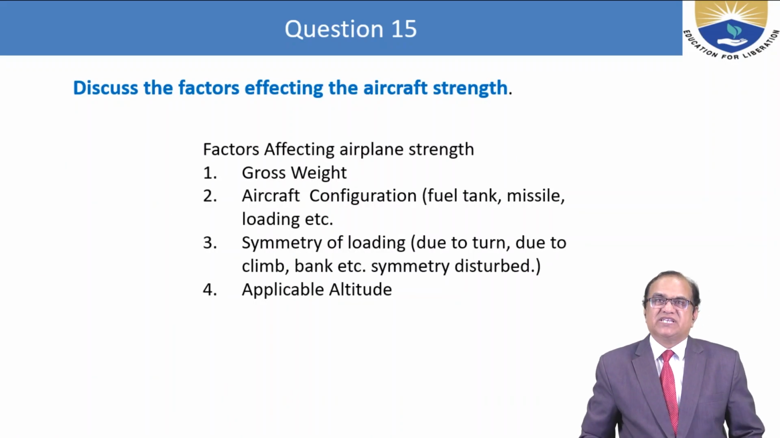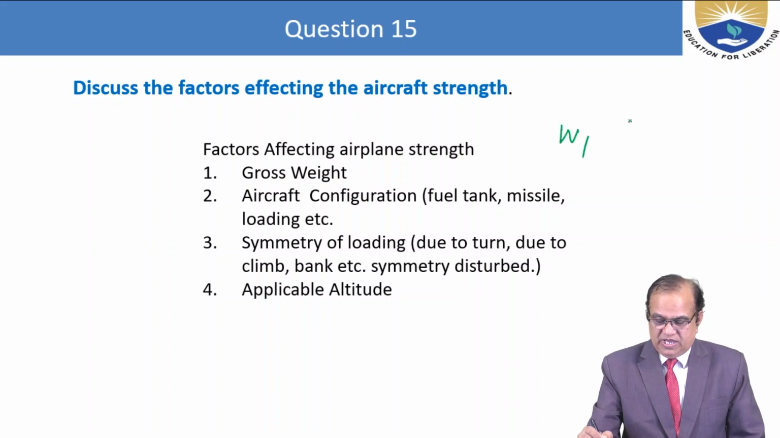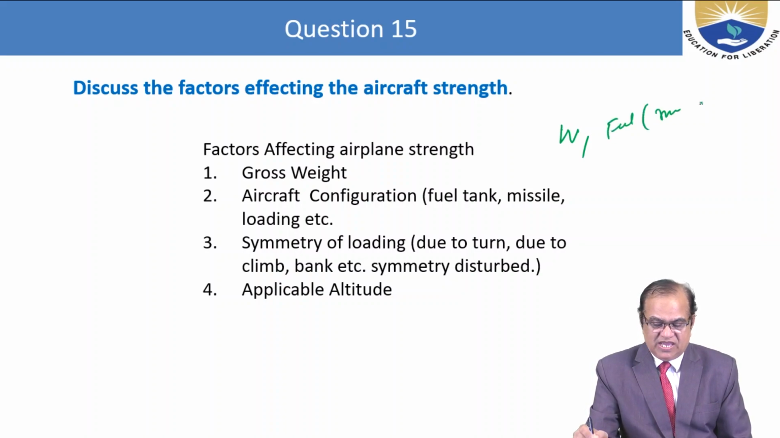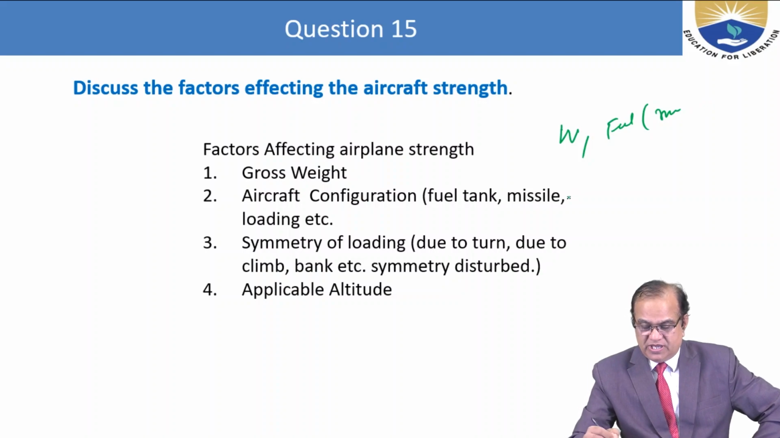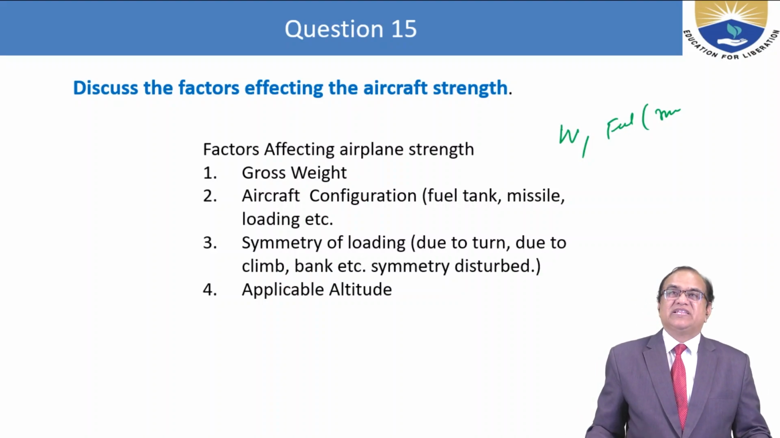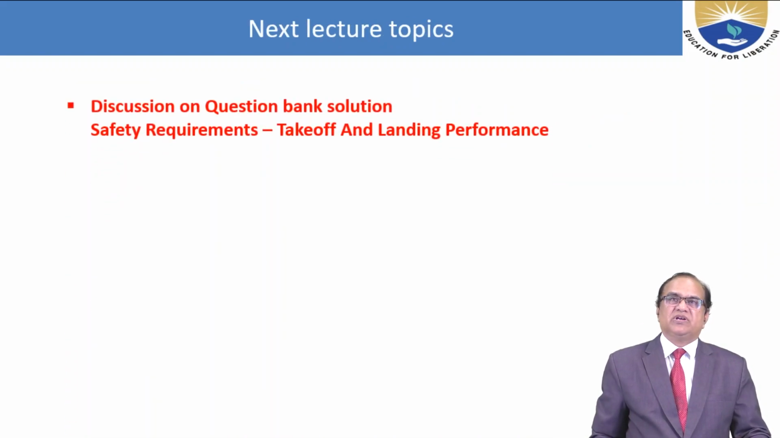Question number 15. Discuss the factors affecting the aircraft strength. So the answer is, factors which are affecting the airplane strength are gross weight, that is W, aircraft configuration, that is fuel tanks, missiles, etc., symmetry of the loading, how the loads are distributed, and applicable altitude. At what altitude your aircraft is flying, that is also very, very important. In the next lecture, we will be discussing the question bank solution, safety requirements, takeoff and landing performance.